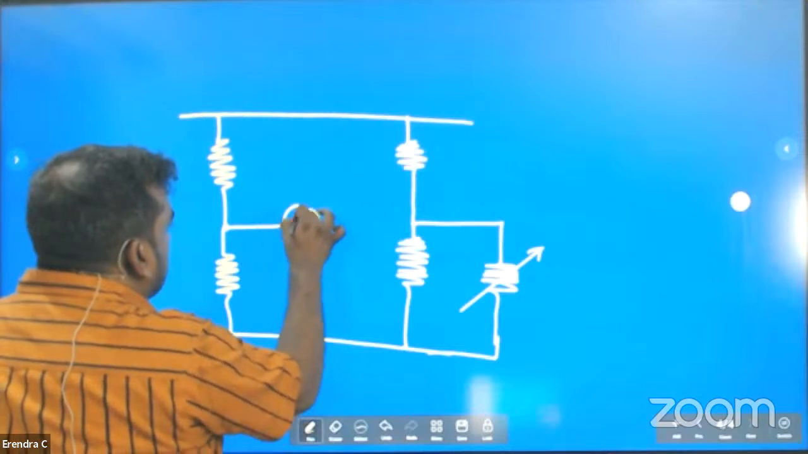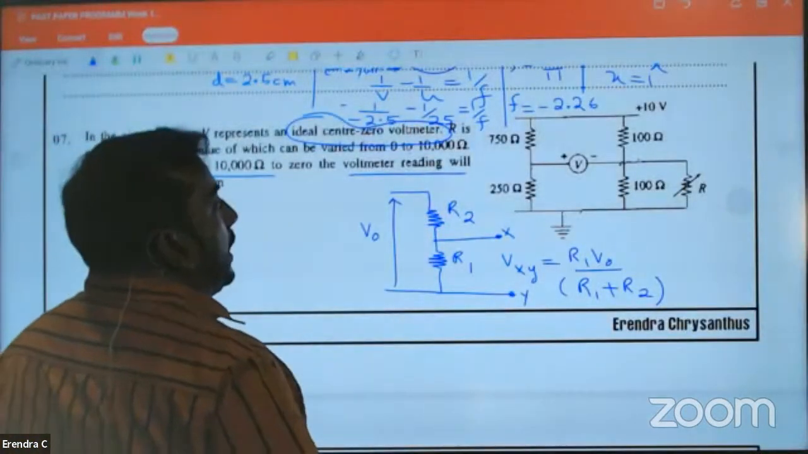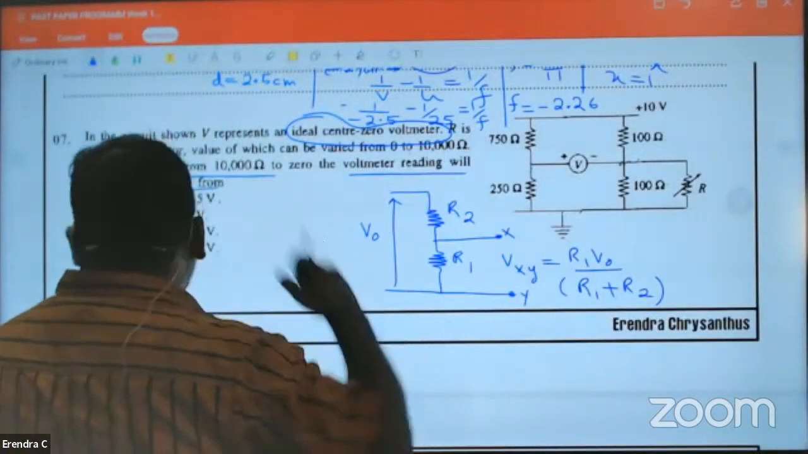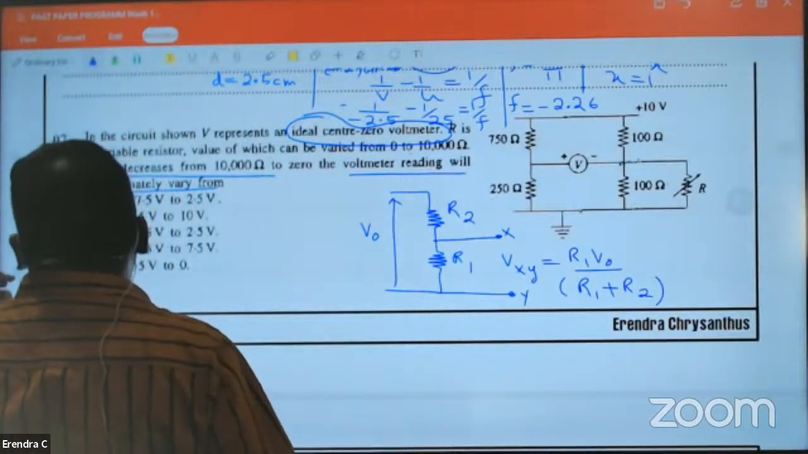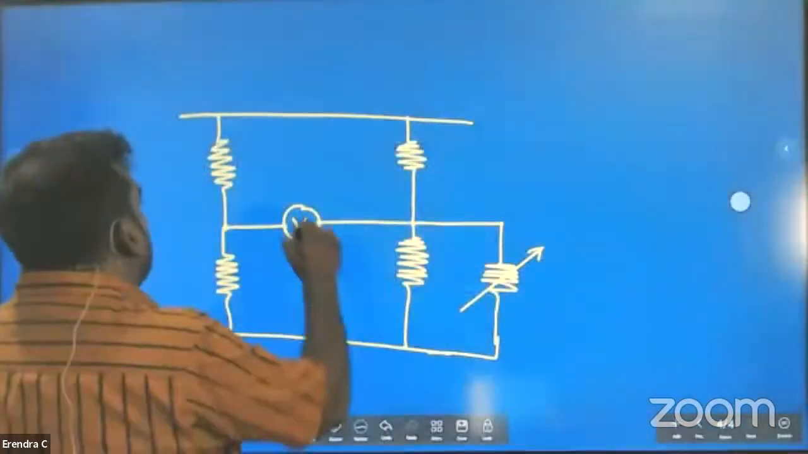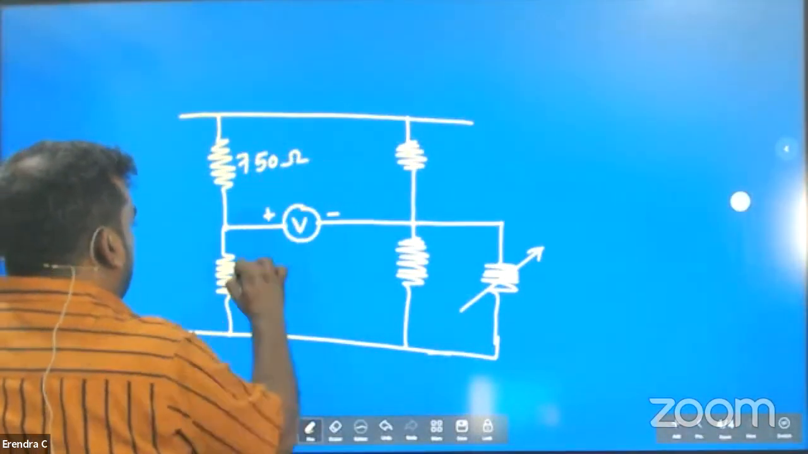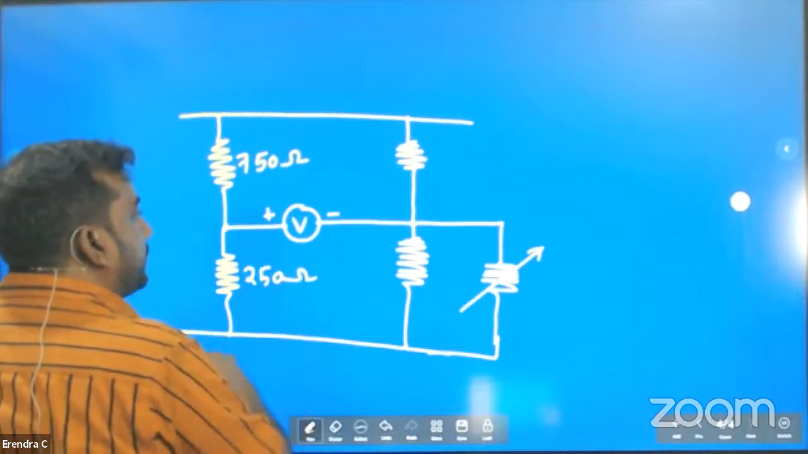Among this, you have your voltmeter. Plus and minus 750, 250. Plus and minus 750 ohm, 250 ohm.